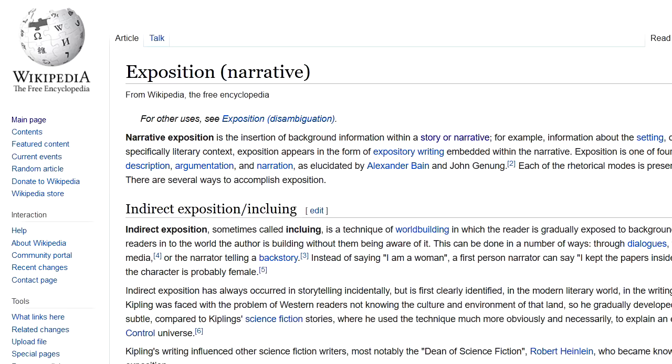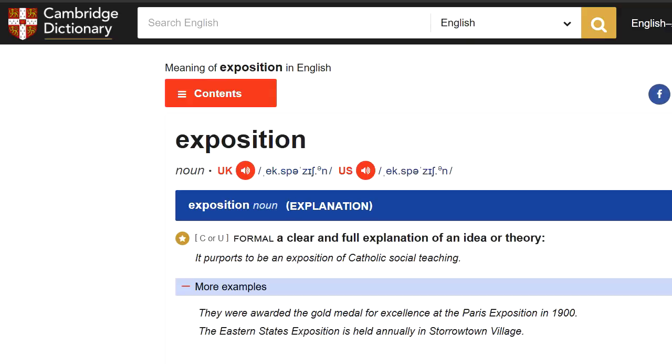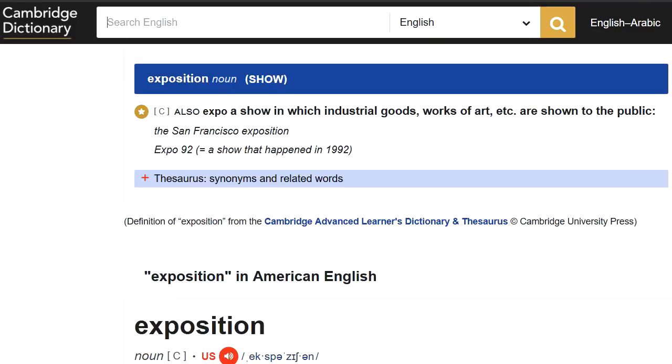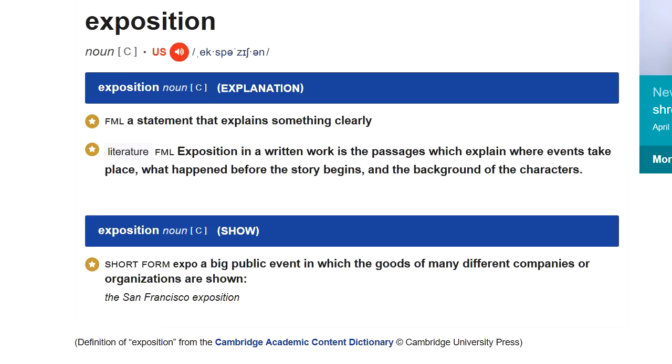Narrative exposition, or simply just exposition. According to the Cambridge English Dictionary, a clear and full explanation of an idea or theory. It can also mean a show in which industrial goods, works of arts, etc. are shown to the public. When in relation to literature, it means the passages which explain where events take place, what happened before the story begins, and the background of the characters.